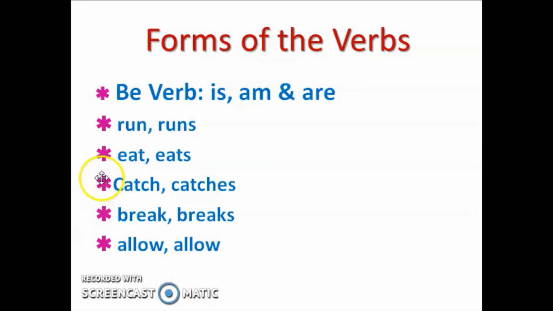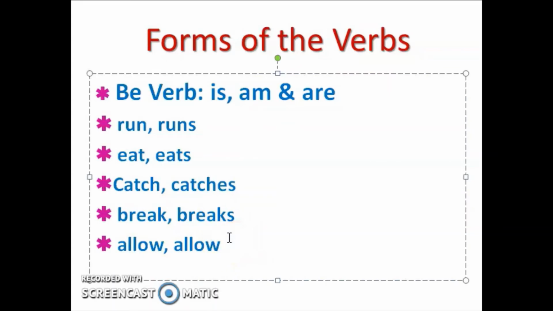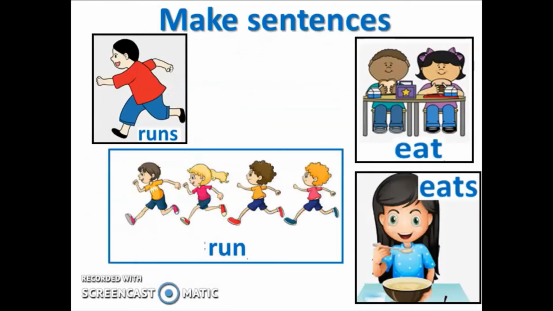Notice all the other verbs. I have written two forms: run, runs, eat, eats, catch, catches, break, breaks, allow, allows. Pardon me, there's been a typo over there. So that's allow and allows. So in the simple present tense, you have only two forms. You have the singular form or the plural form. Okay? Now let's go on to the next slide.